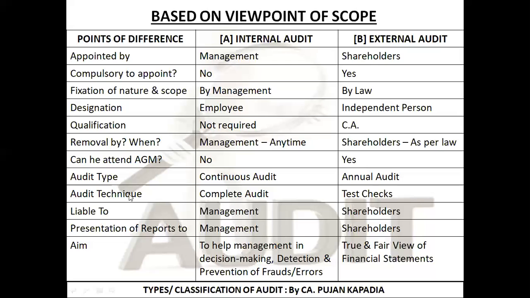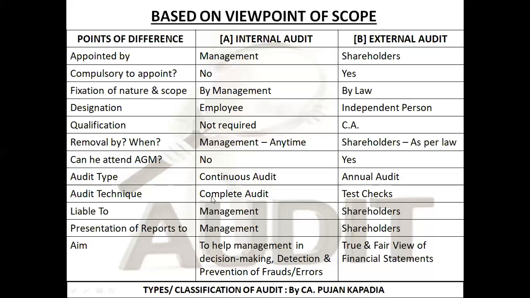Next is, what kind of audit technique is being used? In internal audit, the technique used is complete audit, which means each and every transaction is tested and examined. But in case of external audit, the auditor does not have sufficient time and it is not practical enough to check each and every transaction. As a result, test check, that is on a sampling basis, the data is examined.